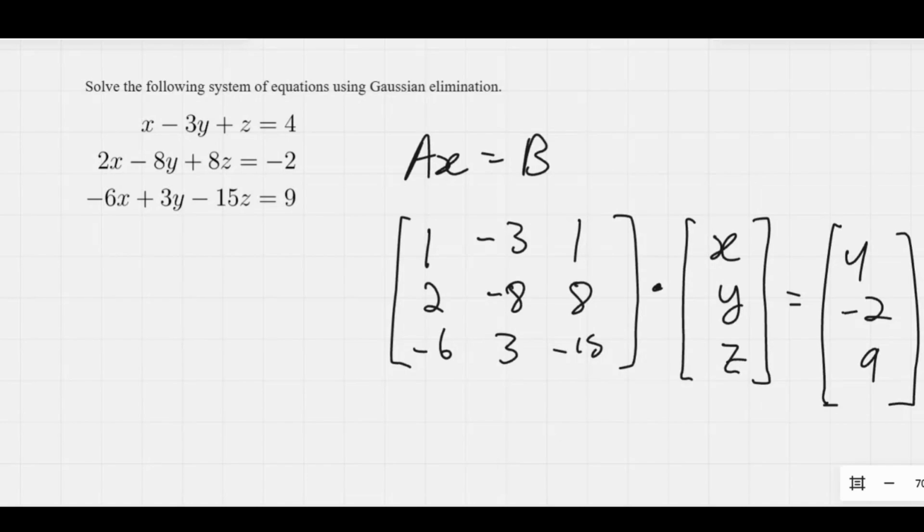Now, what do we want to do when we're trying to find the solution through Gaussian elimination? We can create an augmented matrix and change our given matrix into a row echelon form. And so let me do that right here.